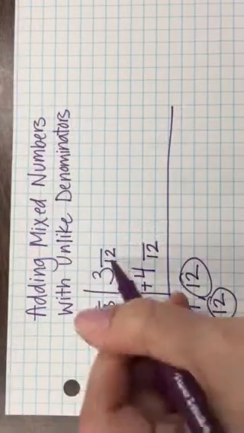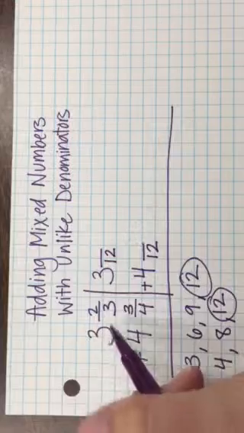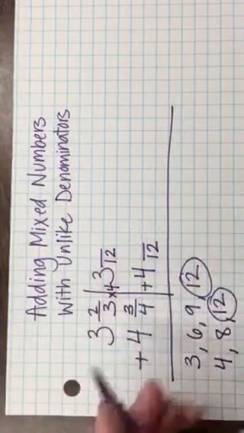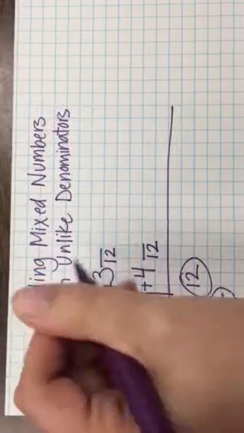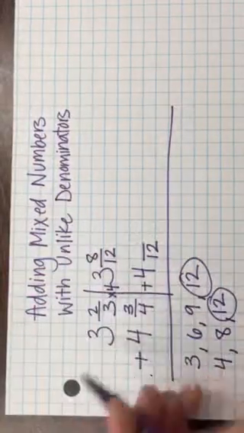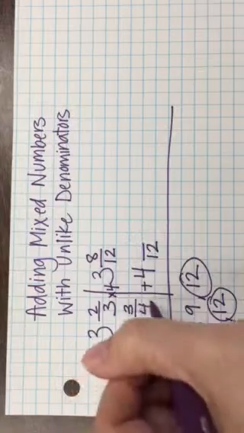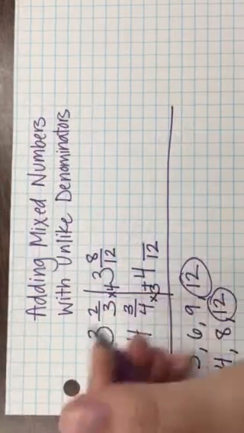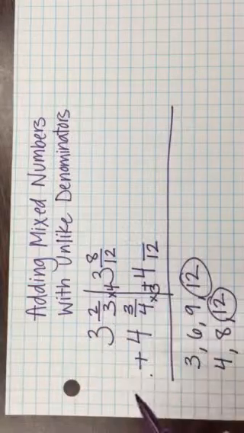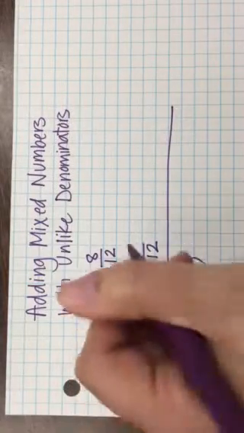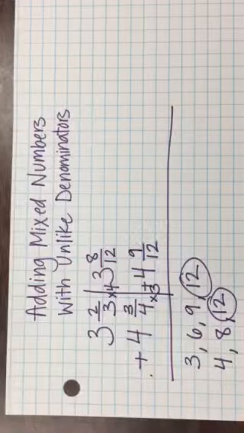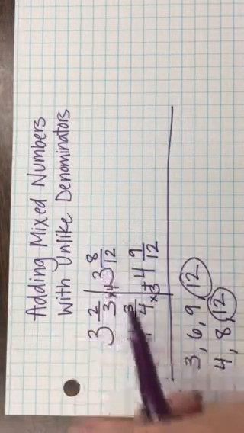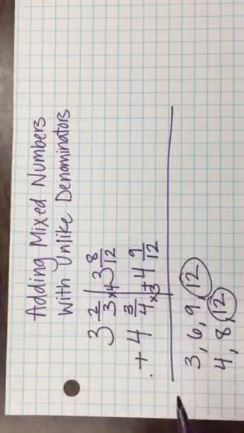So how do I get from 3 to 12? I'm going to multiply times 4. Whatever I do to the bottom, I have to do to the top. So 2 times 4 is 8. Now I'm going to go to the bottom. 4 times what is 12? It's times 3. Whatever I do to the bottom, I have to do to the top. So 3 times 3 is 9. So my new number sentence with equivalent fractions is 3 8/12 plus 4 9/12.